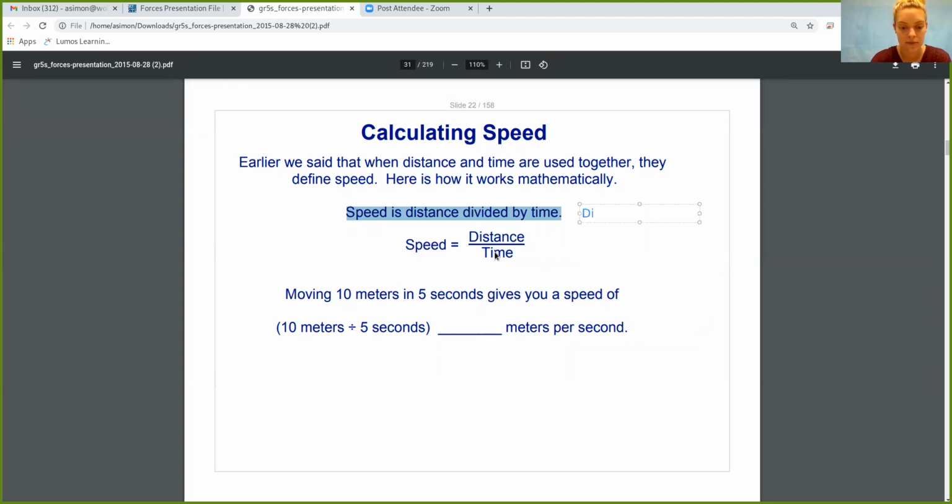So distance is going to equal speed times time. So distance is going to equal speed times time. And then the last one we're going to look at is if we're trying to find time and we're given the speed and the distance. Time is going to equal distance divided by speed.